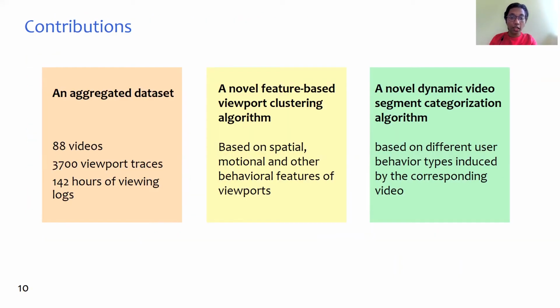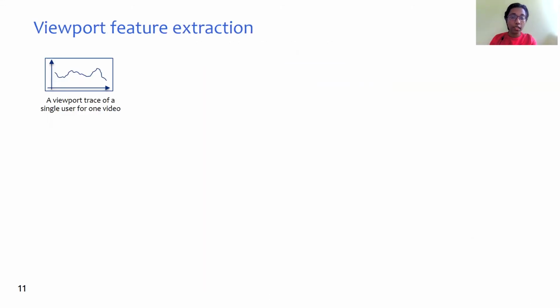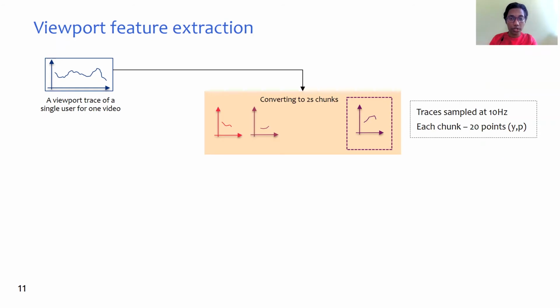Next, I'll be presenting our novel feature-based viewport clustering algorithm under four main steps: feature extraction, viewport clustering, evaluation of the performance of the proposed algorithm, and finally, using the results to identify different user behavior types. Consider one viewport trace of a single user for a particular video. It contains temporal variations of yaw and pitch angles of the head orientation. We first segment viewport traces into bins or chunks of 2 seconds.